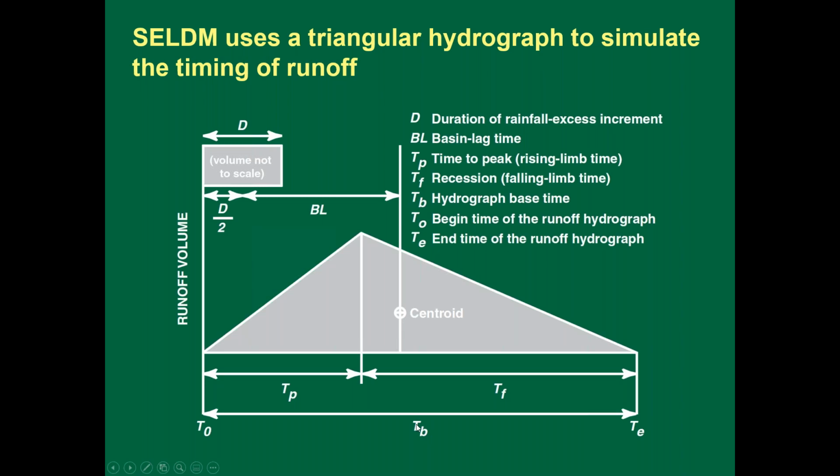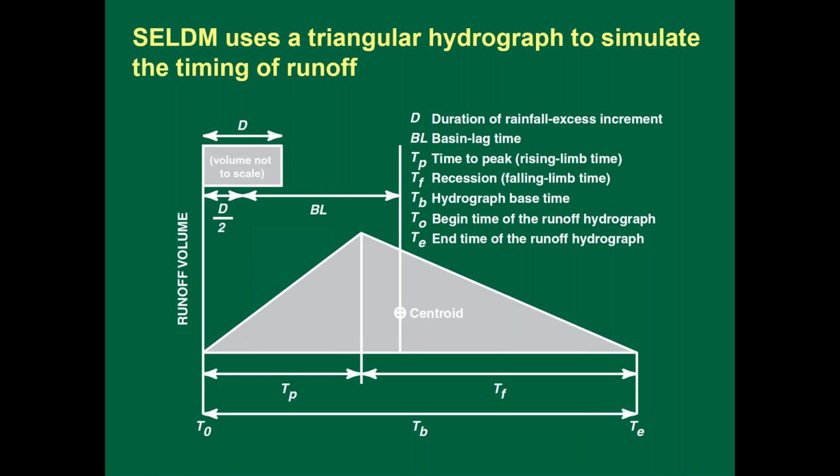There are two parts to the triangular hydrograph: the rising limb, the upward part before the peak, and then the falling limb after the peak. The duration of the rising limb is known as the time to peak. The duration of the falling limb is the recession time. The base time is the sum of the time to peak and recession time. So three basic variables: the duration of rainfall, the basin lag time, and the hydrograph recession ratio can be used to derive the timing of a triangular hydrograph for a given storm.